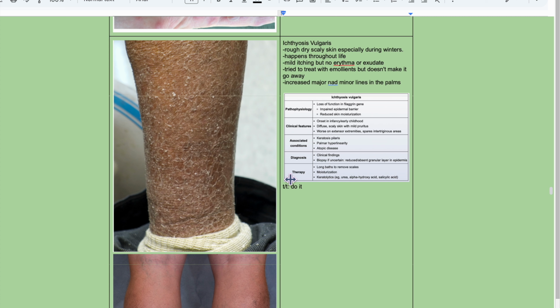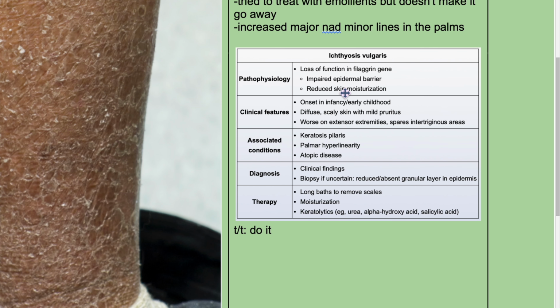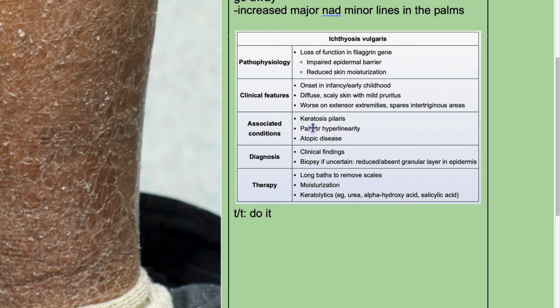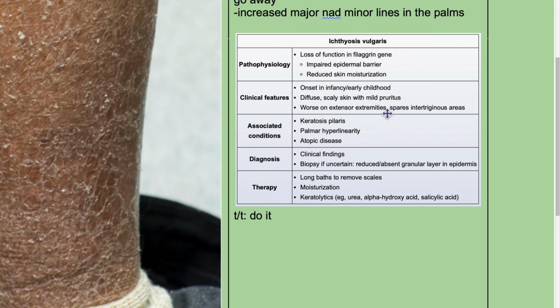Okay, so ichthyosis vulgaris. There's loss of function in the filaggrin gene, so impaired epidermal barrier, reduced skin moisturization. Clinical features: onset in infancy and early childhood, diffuse scaly skin with mild pruritus, worse on extensor extremities, spares intertriginous areas. Associated conditions are keratosis pilaris, palmar hyperlinearity, and atopic disease.